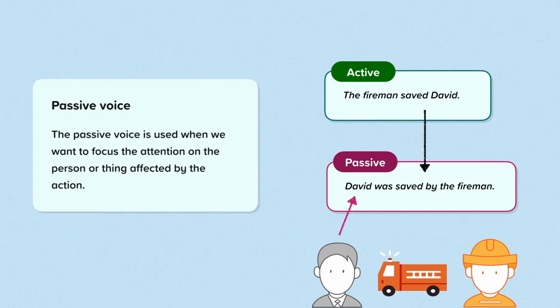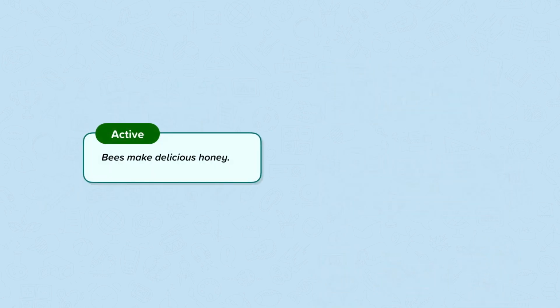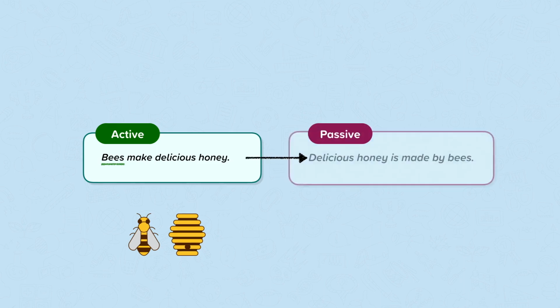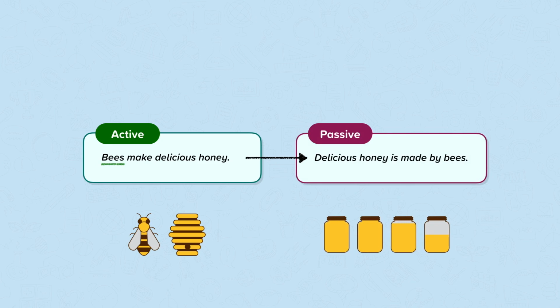Let's look at another example. Bees make delicious honey. This sentence is in the active, as the bees are the subject doing the action. However, in the passive voice, the sentence would be, delicious honey is made by bees. The object, honey, becomes the subject. So the focus is shifted from the bees to the tastiness of the honey.